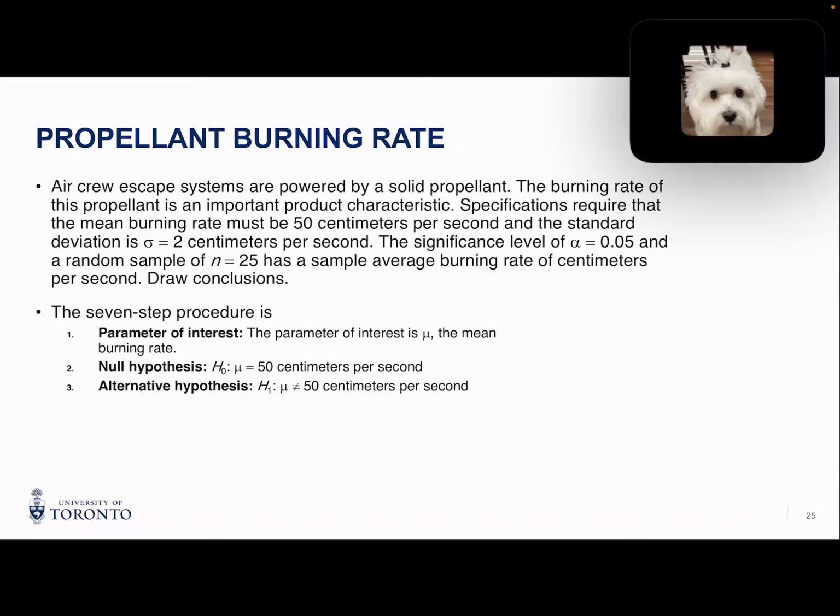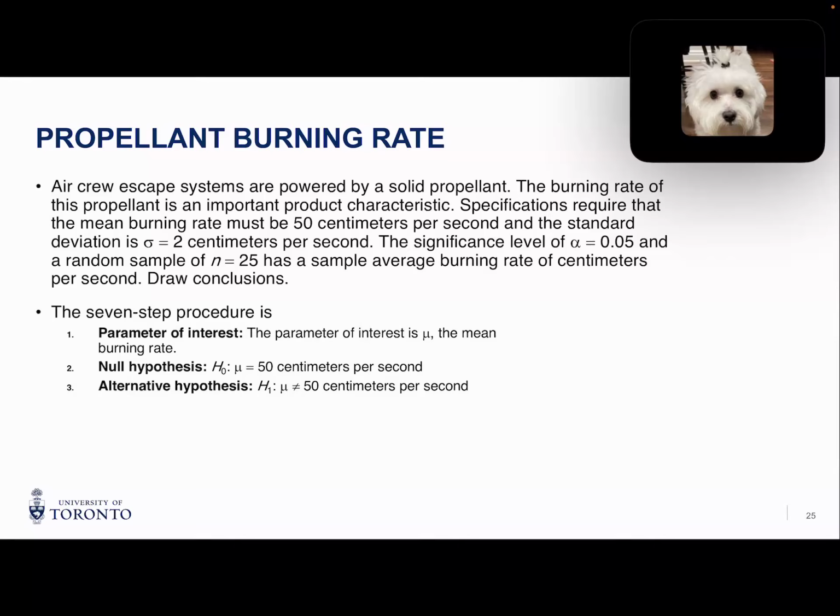So walking through an example. We're back to propellants. Population says it needs to be 50 centimeters per second. Standard deviation is 2 centimeters per second. We need a significance level of 0.05 because p-hacking.